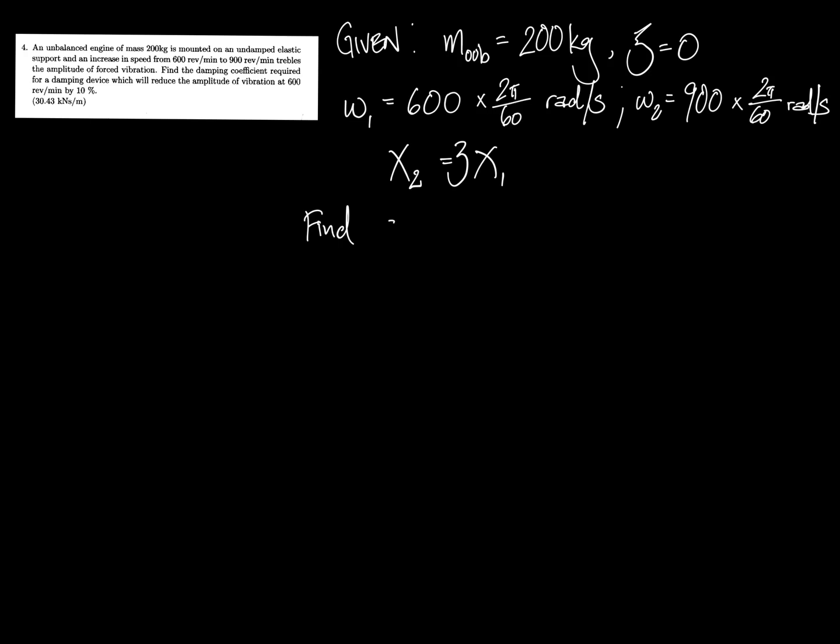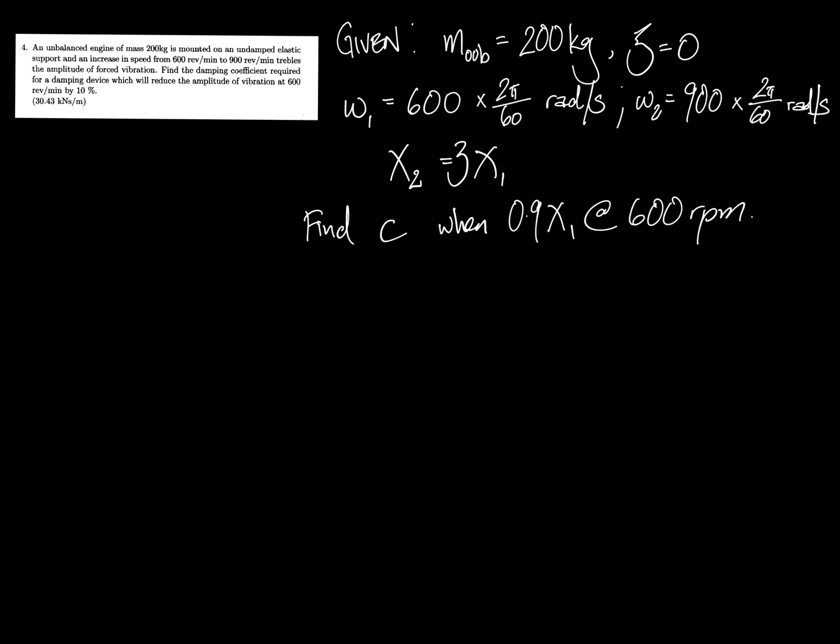And we are asked to find the damping coefficient, which is C, when the amplitude of vibration at 600 rpm is reduced by 10%. So 600 is omega 1, the amplitude is x1, and if you want to reduce that by 10%, it is 0.9 of x1 at 600 rpm. Right, so once we have this, it's easier for us to move forward.